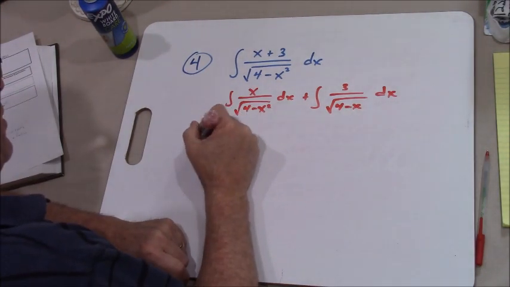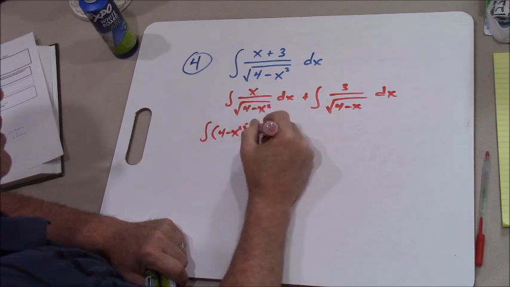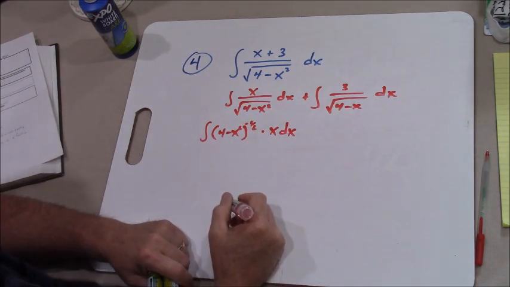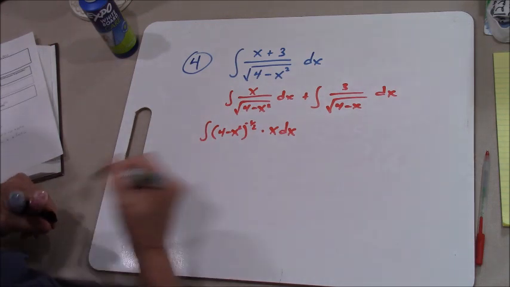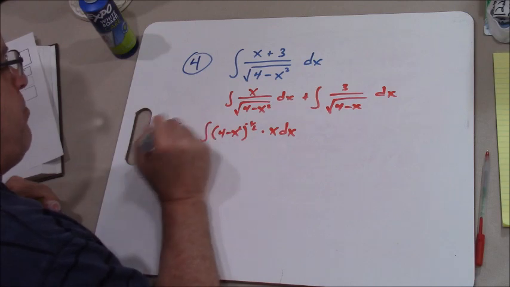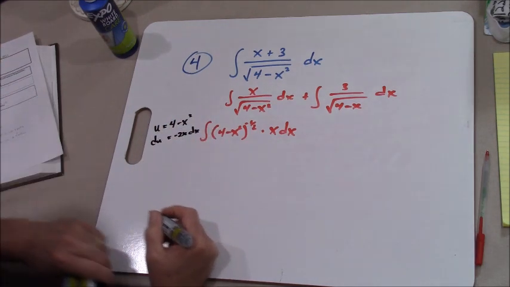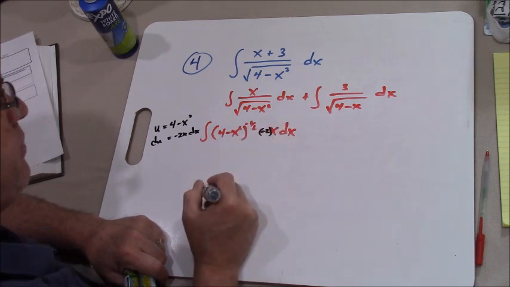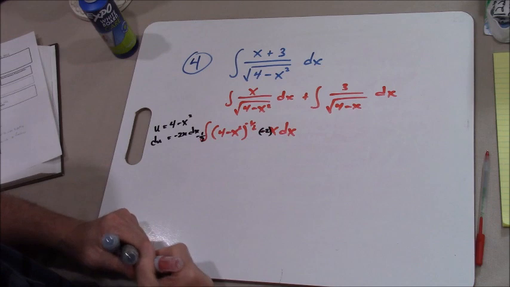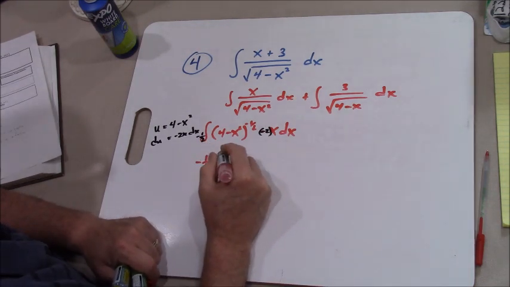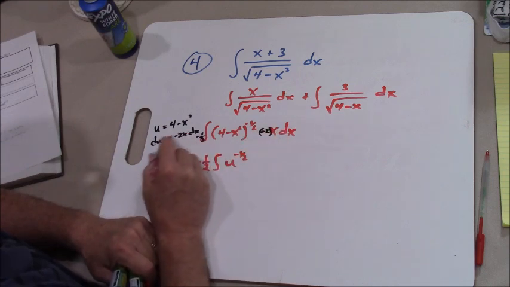All right, so I probably want to rewrite this one as 4 minus x squared raised to the negative 1/2 times x dx. And I'm going to go ahead and do substitution. I'll just keep on working with this. I'll come back and get this second piece in a minute. So I'm going to let u equal what's on the inside, 4 minus x squared. So du would be negative 2x, and I just took the derivative of x. So I need to see a negative 2 right here, which means I need to see a negative 1/2 out in front. And so now what I have is negative 1/2 times the integral of u to the negative 1/2. And all of this is equal to my du value.